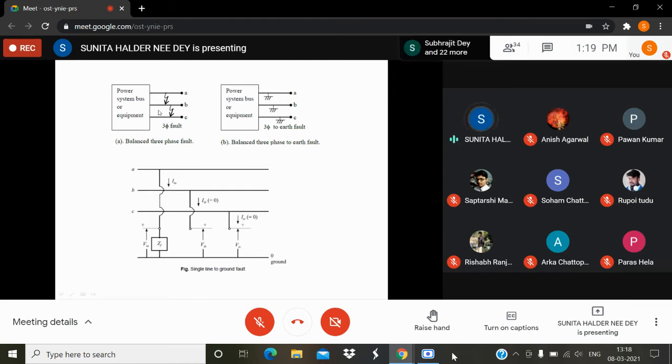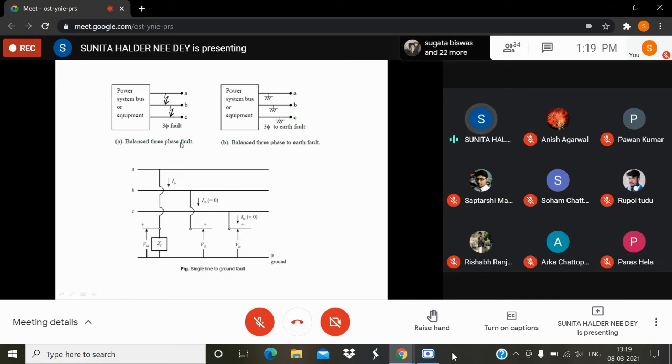So it may happen 3 lines of the power system, actually 3 phases. In fault analysis, generally we do not show the phases by RYB, it is shown by ABC. So it may happen 3 phases are shorted. So here 3 phases are shorted, but they are not connected to ground, that has not touched ground. So this is 3-phase fault.